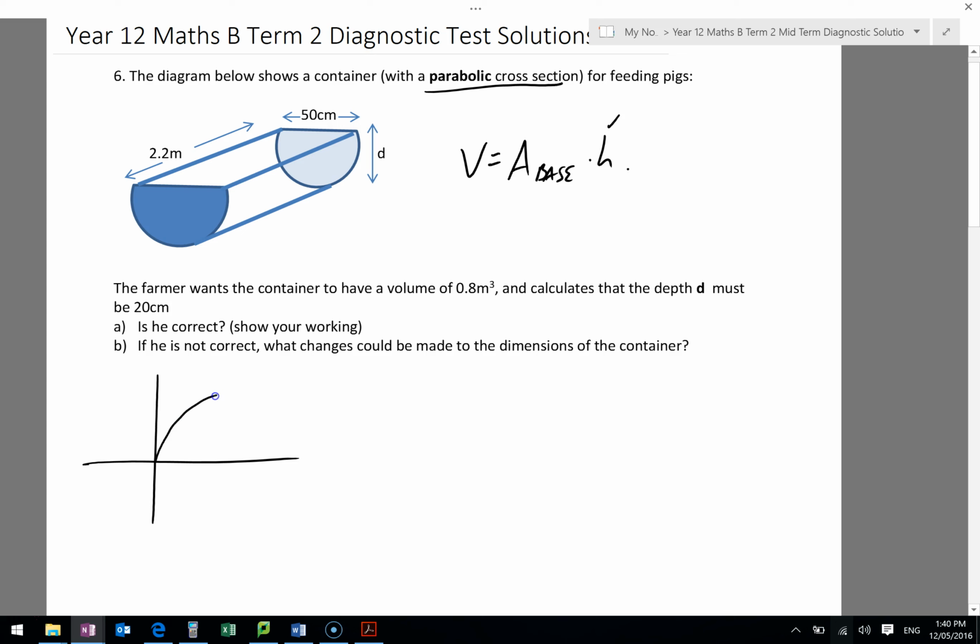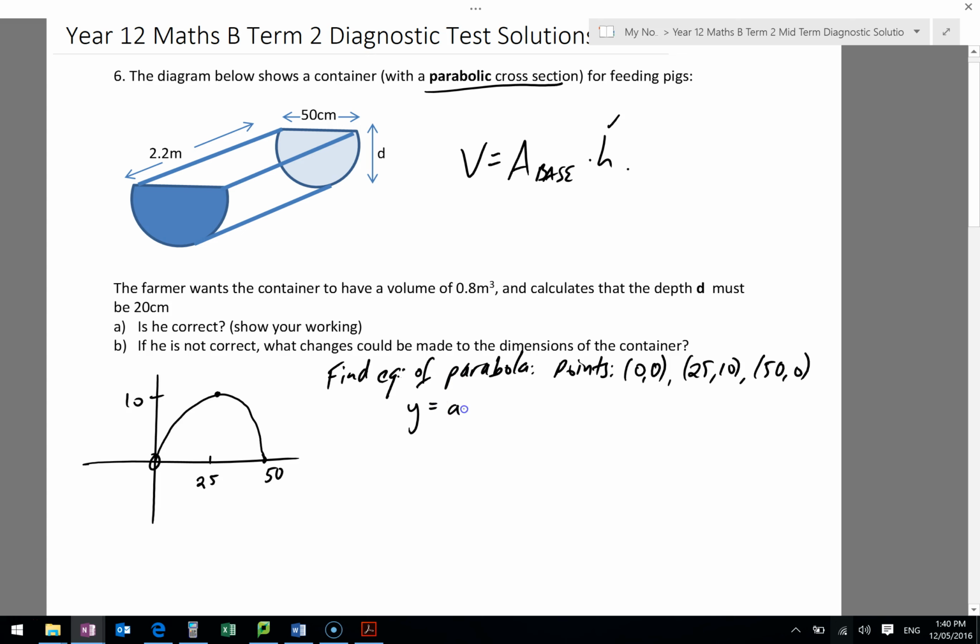I'm going to flip it over so that my parabolic cross-section starts at the origin, has a maximum point at 25, 10, to test whether this guy's right or not, and has a point at 50, 0 as well. This point at the end is 50. So my first task is to find the equation of the parabola. My points are 0, 0, 25, 10, and 50, 0.